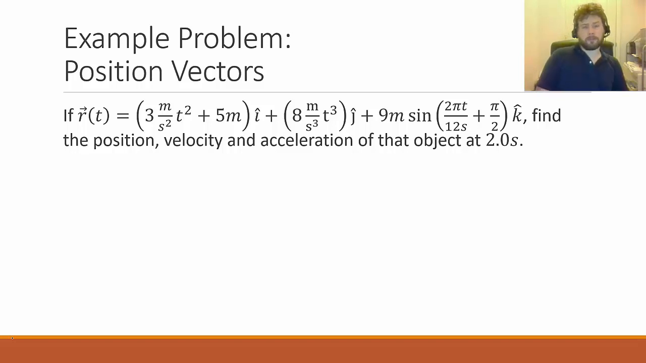In this example problem, we'll be looking at finding the velocity, position, and acceleration of some object if you know the position vector as a function of time. We're specifically going to find these three quantities at 2 seconds, which is a sort of arbitrary time to show you how you can find it at any time.